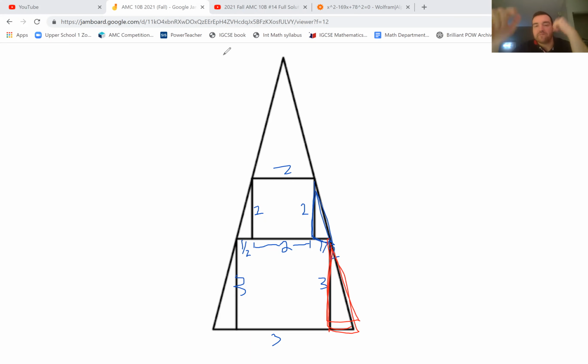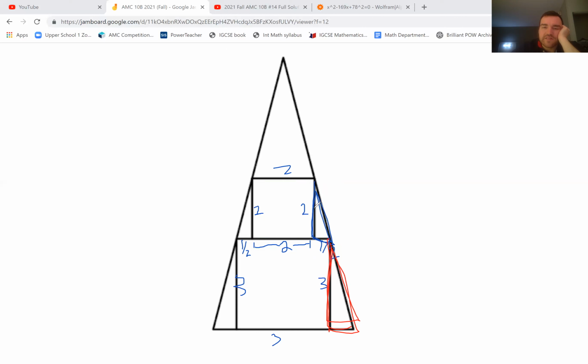And you can convince yourself because this line is parallel to this line is parallel to this line, right? So therefore, this angle is equal to this angle, and then these angles are both 90. So then therefore the two triangles must be similar, right? So notice how, let me just erase a little bit.